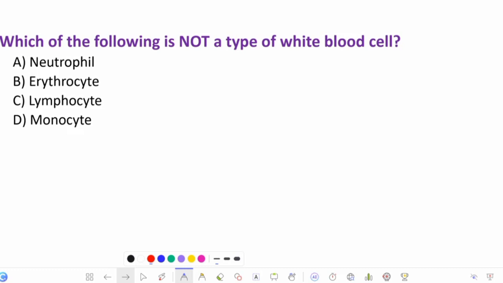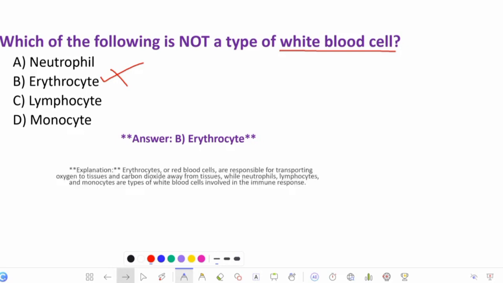Which of the following is not a type of white blood cell? Which one is not a white blood cell? Neutrophils. Erythrocytes are not white blood cells because these are RBCs. These are responsible for carrying oxygen, for transferring oxygen. Okay, so erythrocyte is the correct option.